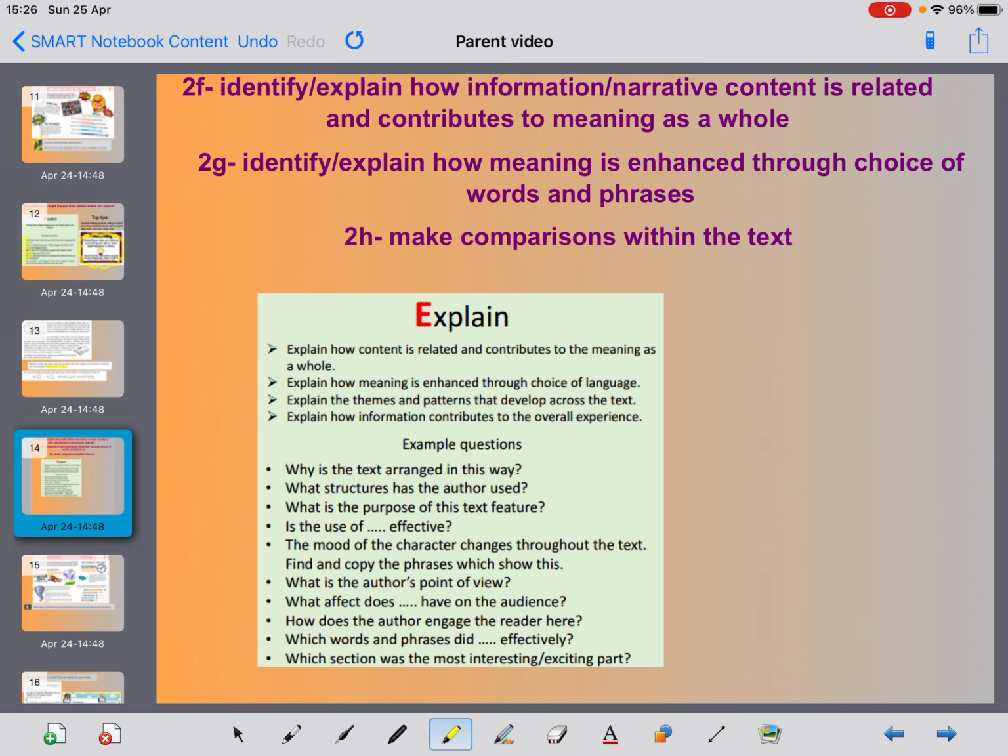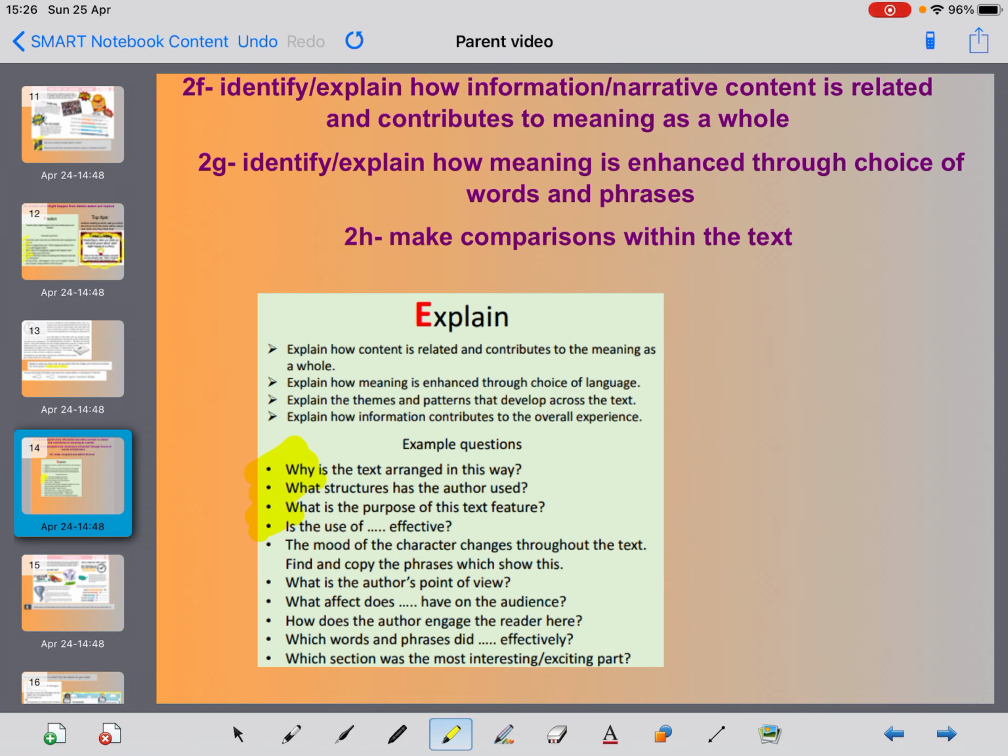Here, some example questions might be, why is the text arranged this way? So in an information text, why does it have subheadings? How does that help the reader? What structure has the author used? What is the purpose of this text? Is it to inform? Is it to relay a set of instructions? Is it to give a recipe? Is the use of something effective? Is the use of subheadings? Does that help us to understand where certain sections of the text are?